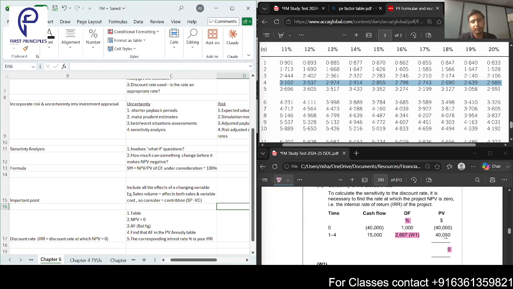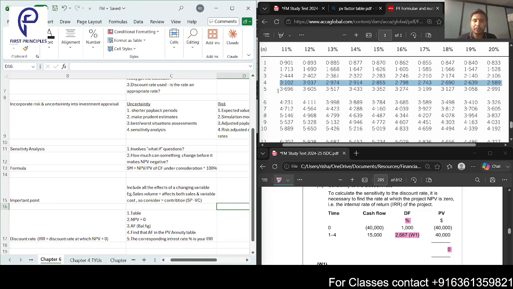So at 0, 40,000, and years 1 to 4, we have 15,000 here. And this is an outflow of 40,000, positive 40,000 here. Net we'll get 2.667. The net is when we take the balancing figure: what do we multiply with 15,000 that makes it 40,000, right? So 15,000 into x is equal to 40,000. So x is equal to 40,000 divided by 15,000. When you net, you will get 2.667.